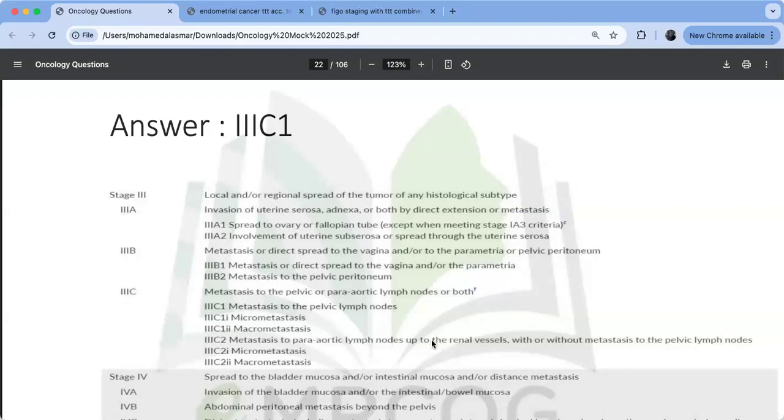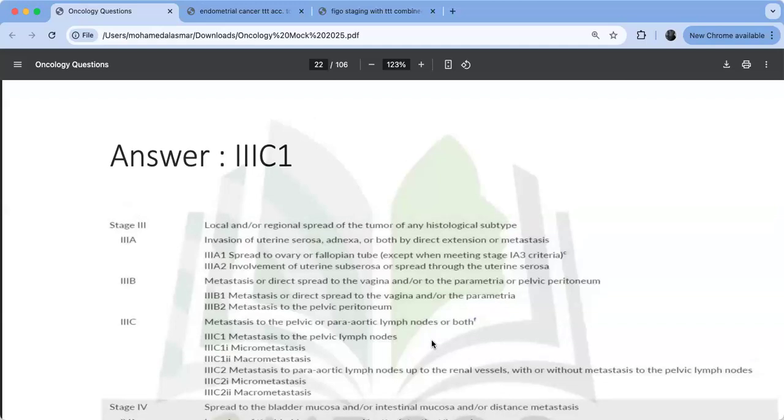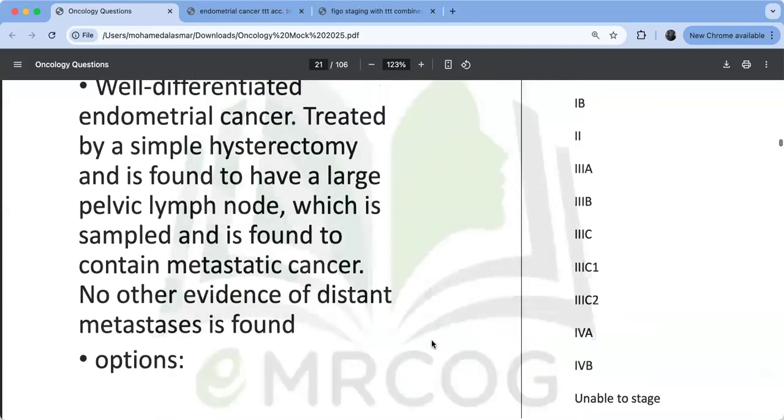But since he made it a specific pelvic lymph node, and in the options you have 3C1, you have to make it specific as well, my friends. Okay? So again, when I told you, if he is specific in the answer, you also give the specific staging. Option is there. So 3C1. Okay?